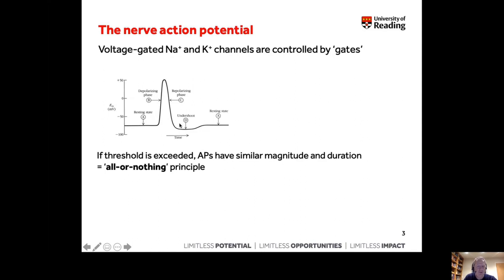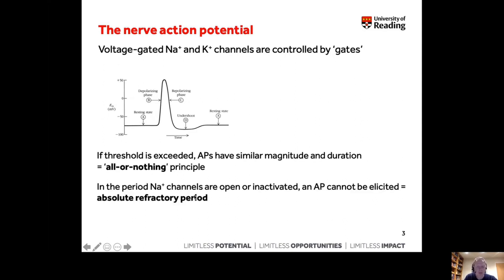Action potentials have similar magnitude, size, and duration, around about a millisecond, and they either fire and reach a similar magnitude and duration, or don't fire, and then they're not an action potential anyway. So action potential is said to be all or nothing.